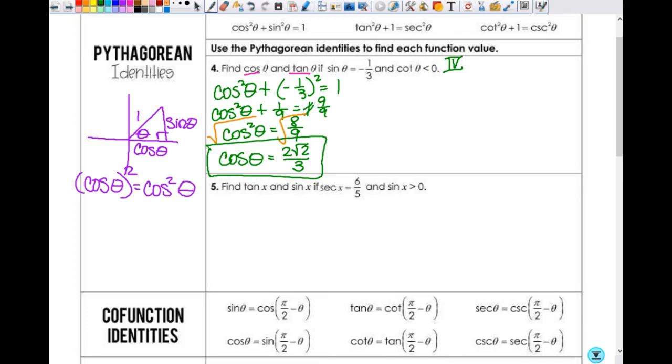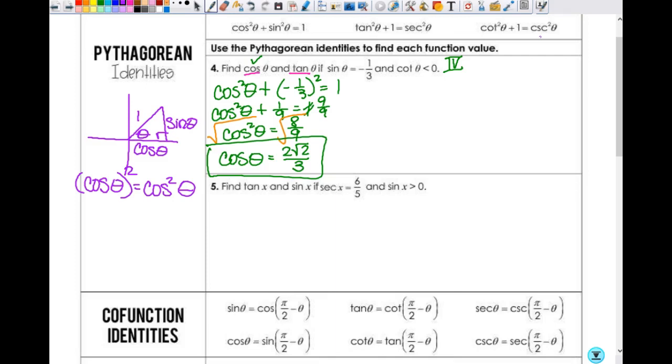Okay, so now I need to find tangent. So I got cosine. I need to find tangent. So I have this right here that I could use. But that would require me having secant. I don't have secant, but I do have cosine. So I could find secant, right? But if I totally messed up cosine, I have like no hope on the other one, right? But sine can also get me cosecant, right?